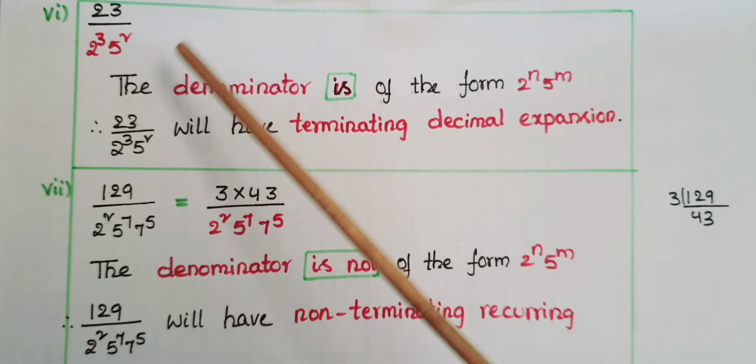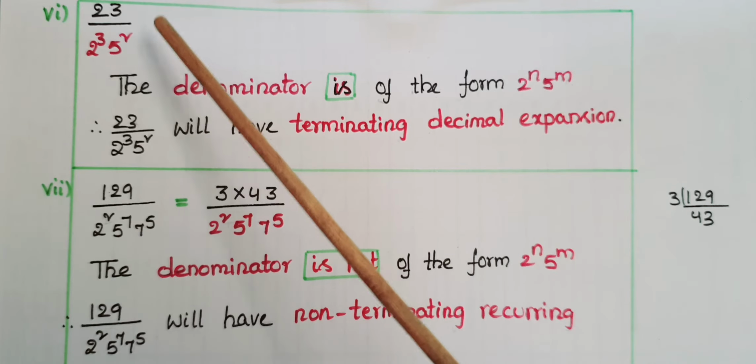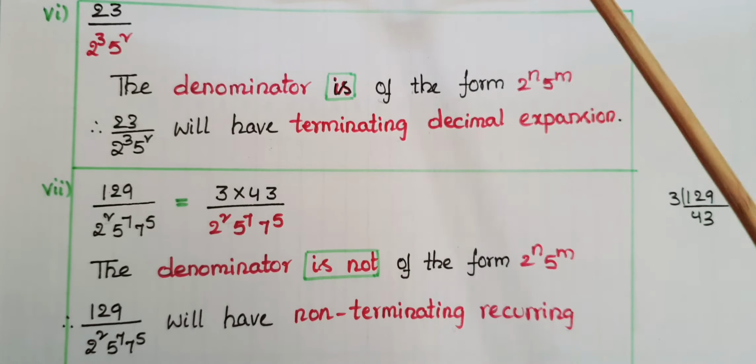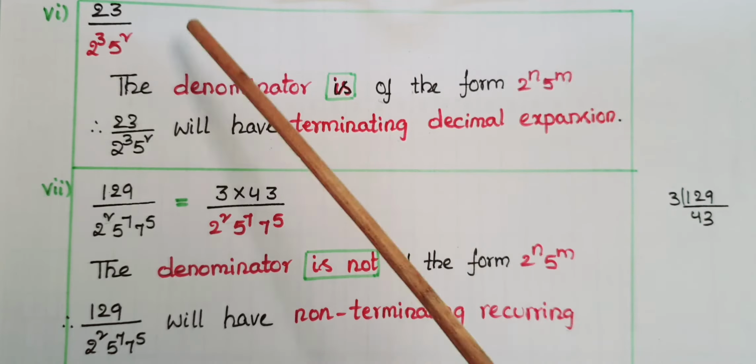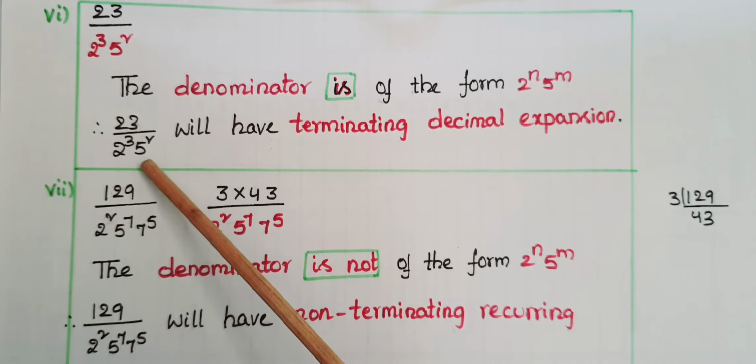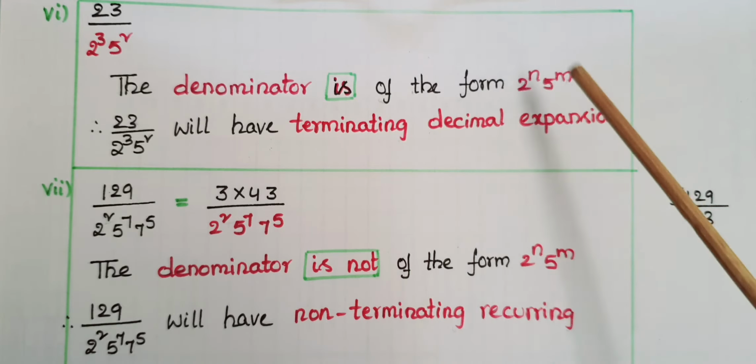Next one is 23 by 2 cube into 5 square. So here the denominator is of the form 2 to the power of n into 5 to the power of m. Therefore 23 by 2 cube into 5 square will have terminating decimal expansion.